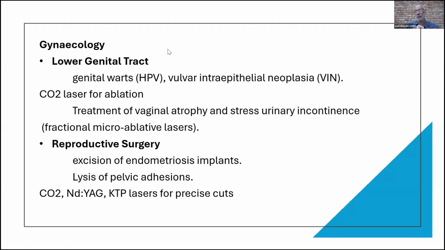So you can use freezing. Freezing is one way where you can destroy the tissue by freezing, or CO2. CO2 is just brilliant. You just constantly ablate it while just standing there and it's just gone. And you can leave a little depression, just to ensure that all the weird tissue is gone, right? And so you can treat all kinds of stuff, urinary incontinence and that kind of stuff, reproductive surgery, going inside, lysis of pelvic adhesions, and CO2, Nd:YAG, and KTP lasers.